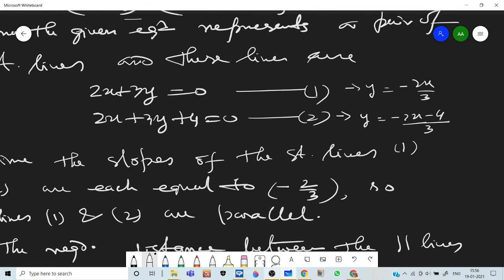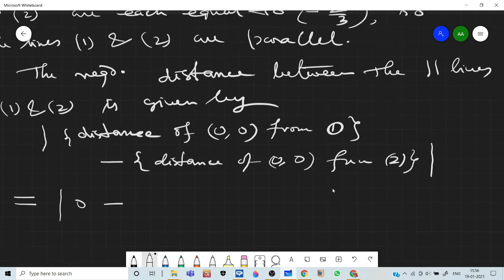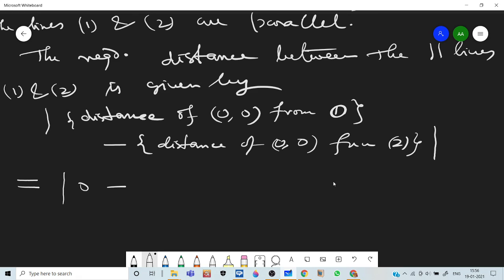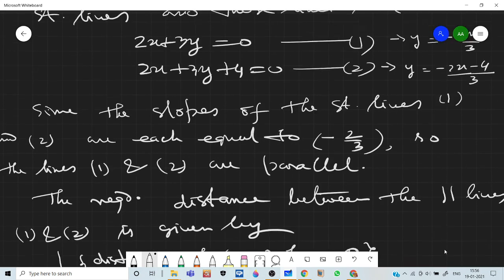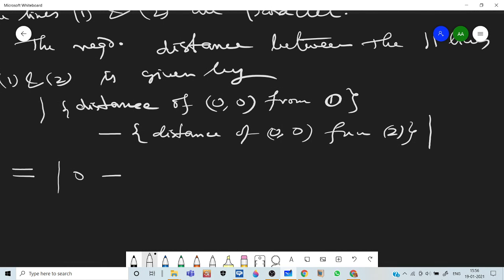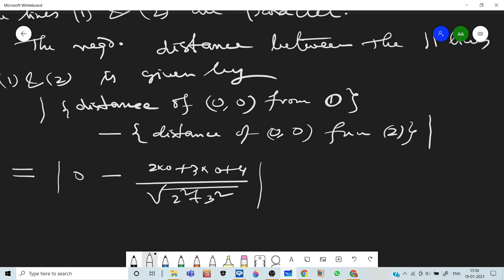From line 2, put 0, 0 in place of x and y and get the result by this standard form: 2 into 0 plus 3 into 0 plus 4 divided by root over of 2 square plus 3 square. This is the formula for the distance. So simplification gives 4 by root 13, since 4 plus 9 is 13. So this is the modulus value, equal to 4 by root over 13 units. This is the answer.